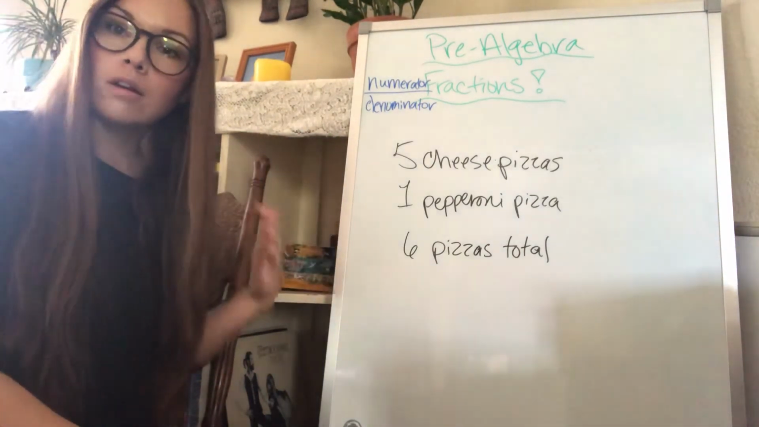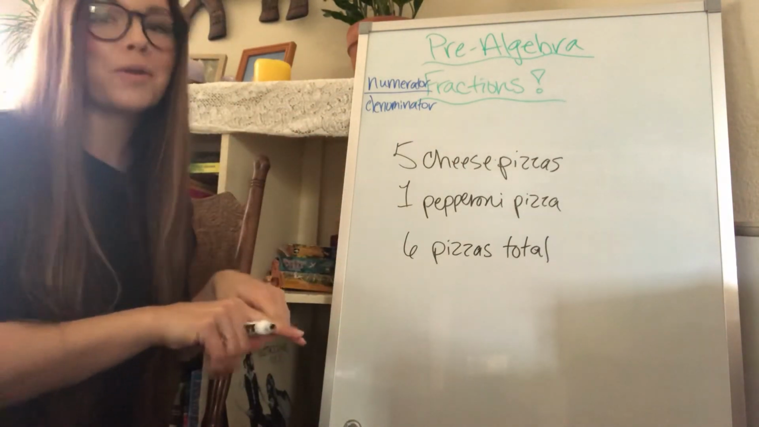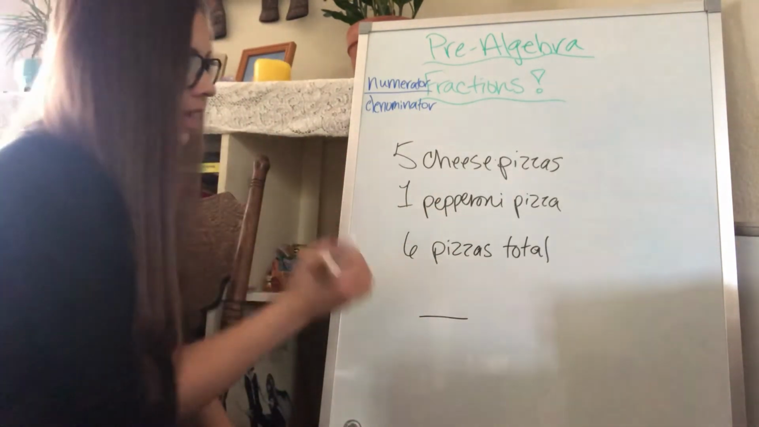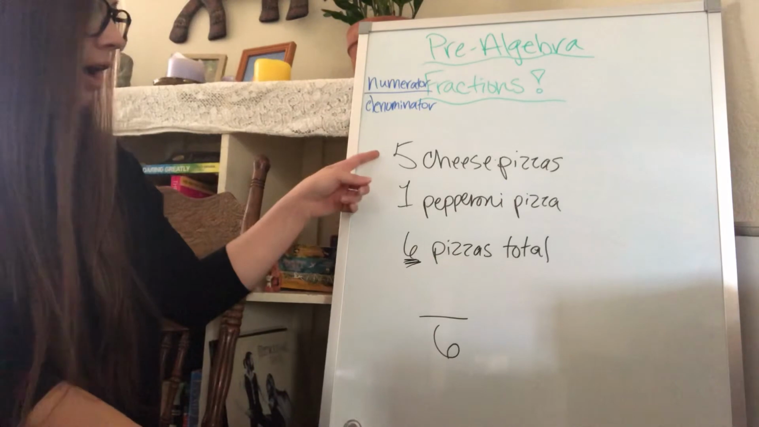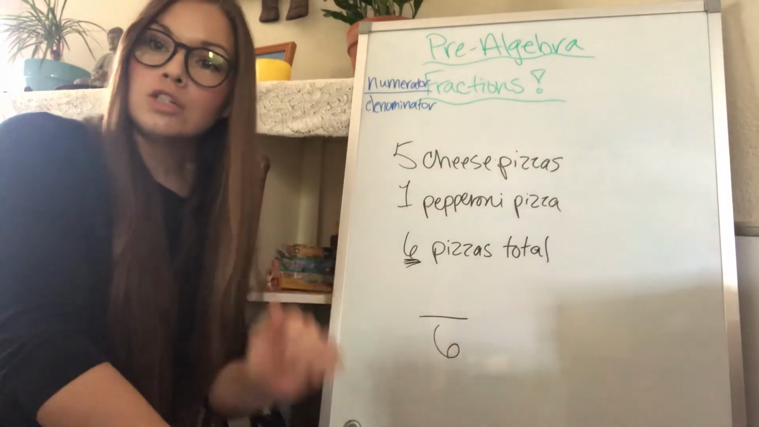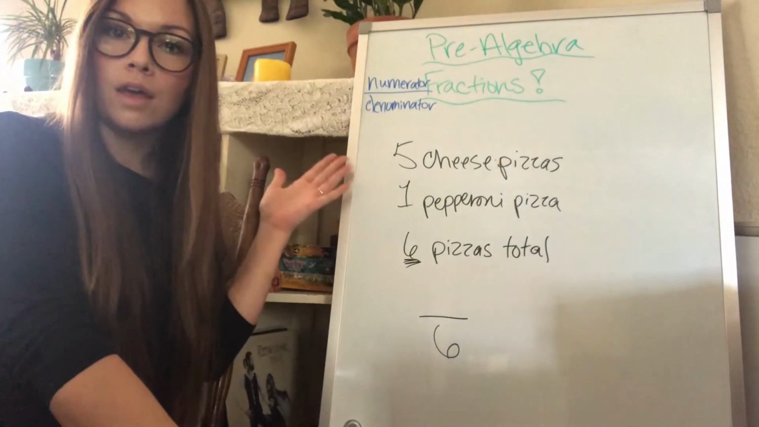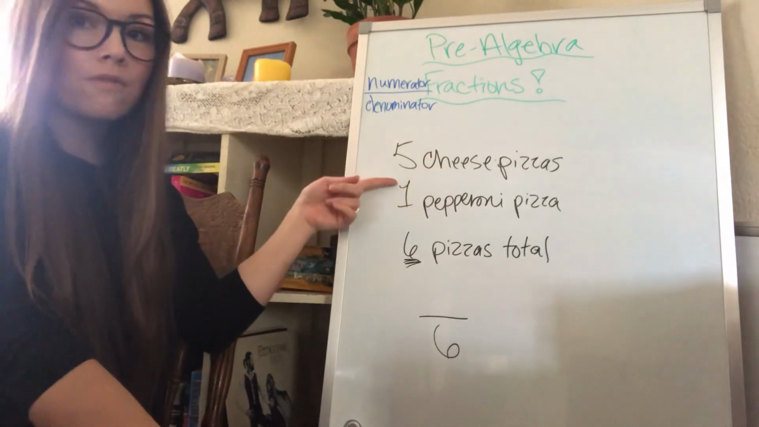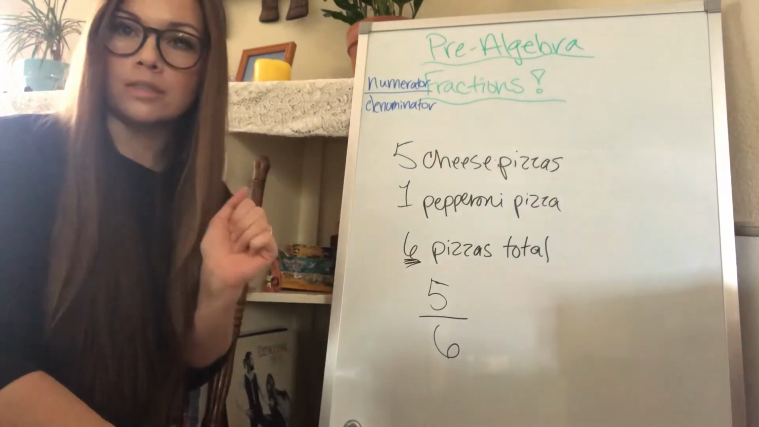So remember, again, our denominator is the total number of pieces, or in this case, pizzas. So how many total pizzas do I have? I have 6, right? So that's my denominator. I ordered 5 cheese and 1 pepperoni. The question is, what fraction of the pizzas are cheese? So what's my numerator? The number of pieces or pizzas that we're talking about. In this case, cheese pizzas, so 5. So 5/6 of the pizzas are cheese.